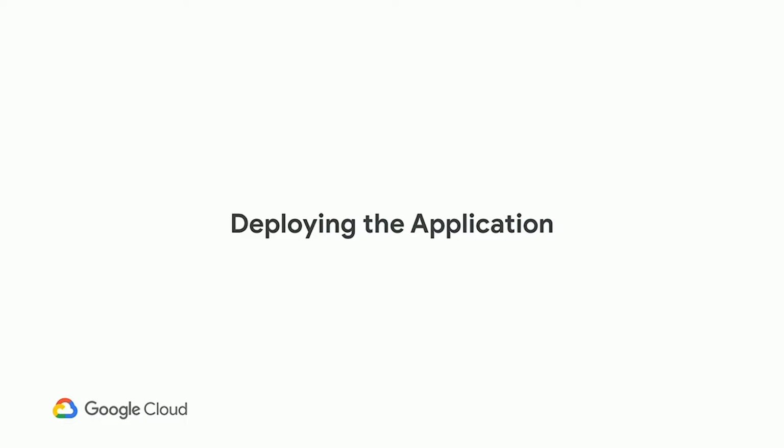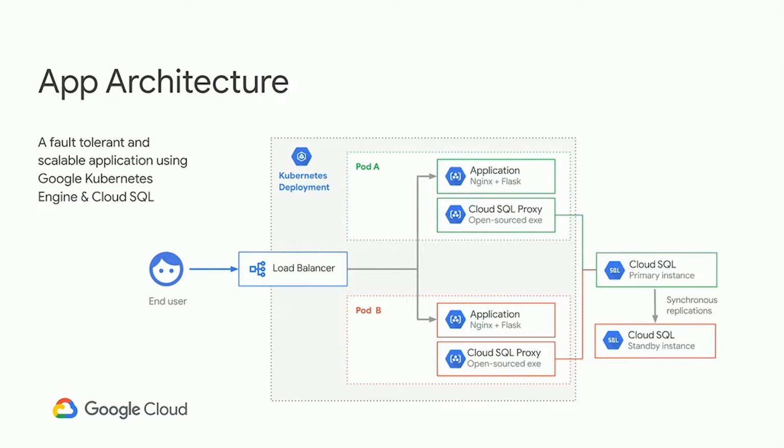Great. OK, so let's talk about deploying the application. Let's take a look at the infrastructure. So we have a couple of different components going on here. It's a lot to take in, but let's break it apart. So the first thing we notice is we have the end user. The end user is going to be interacting through a load balancer. The load balancer is going to be distributing all of the traffic between the pods.